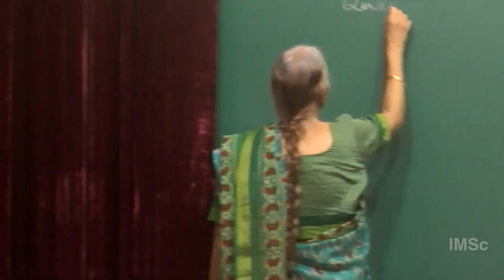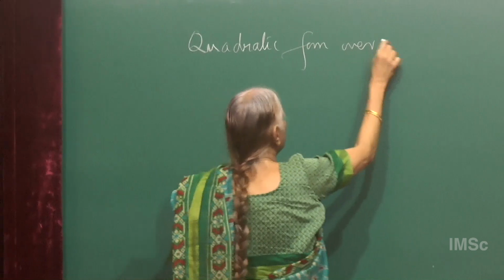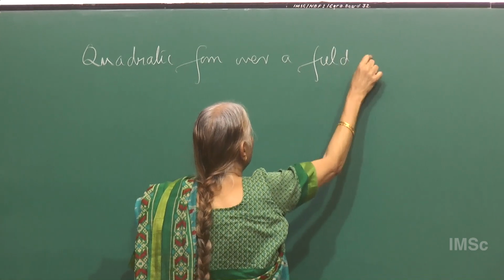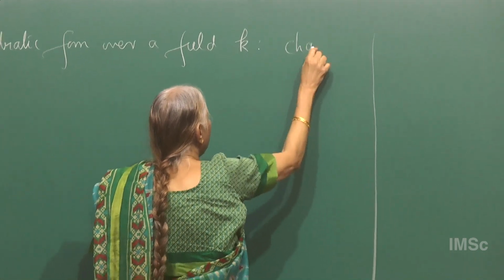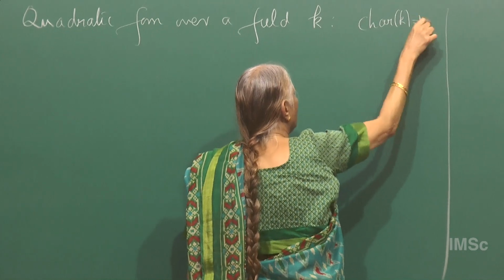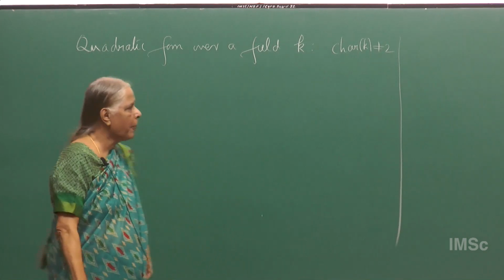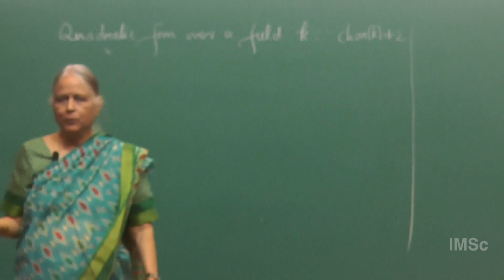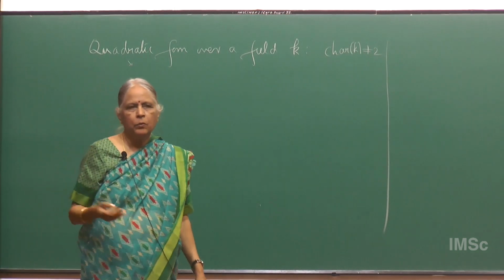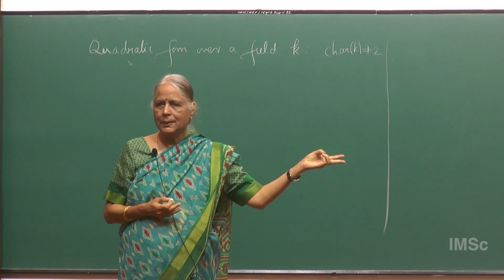So, quadratic form over a field K. K is a field, and today we'll assume that the characteristic of the field is not equal to 2. Mostly we'll be discussing characteristic 0 fields. So what is a quadratic form? It is simply a homogeneous polynomial of degree 2 in a certain number of variables, and from linear algebra we learned that any such form you can diagonalize because the characteristic is different from 2.